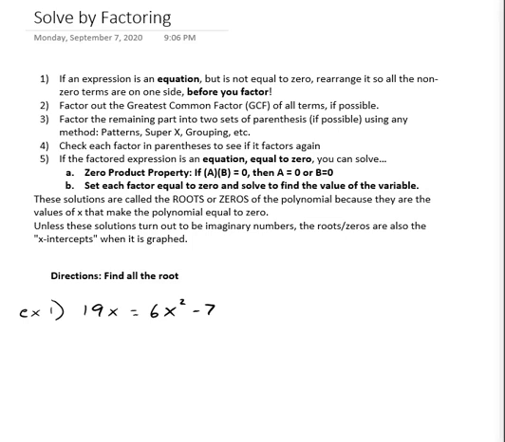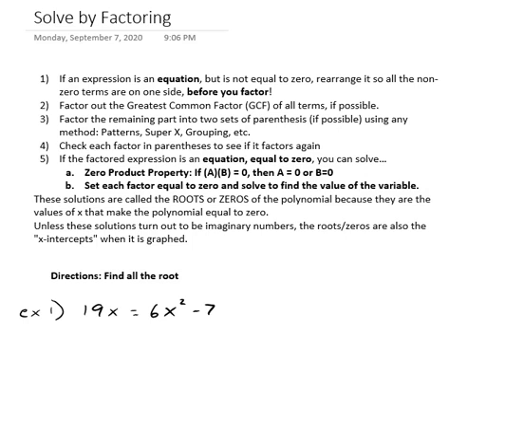And a couple little rules here. The zero product property says if A times B equals 0, then A is 0 or B is 0. For example, if 5 times blank is 0, we know that this blank has to be 0. It doesn't matter if this is 5, 50, or 7,000. Anything times 0 is 0. Set each factor equal to 0 and solve to find the value of the variable.